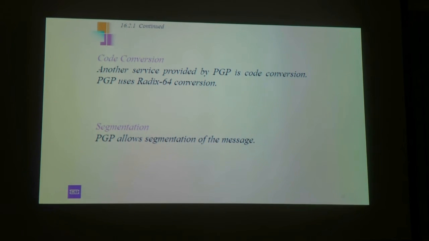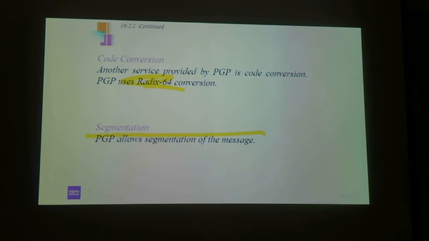So also we have code conversion. Another service provided by PGP is code conversion. PGP uses Radix 64. I'm sure you have used it before. Usually, what is the basic representation for any data? ASCII, right? Any data you represent by ASCII, if it's English letters. But what if it's a foreign language? You have to use Unicode, right? So Radix 64 changes the representation from ASCII to Radix 64 in a certain format. It's in the appendix, so I'm not going to explain how. But it is changing from one format to another format.